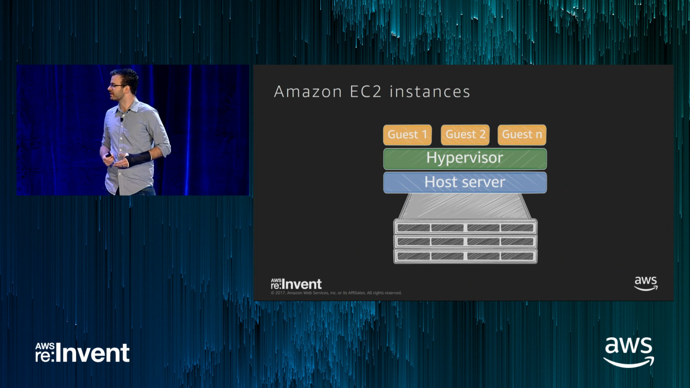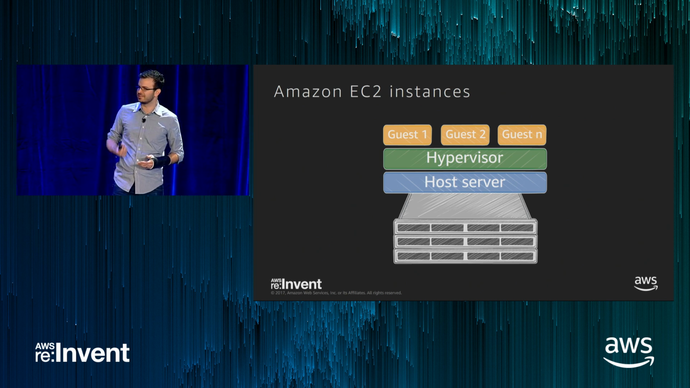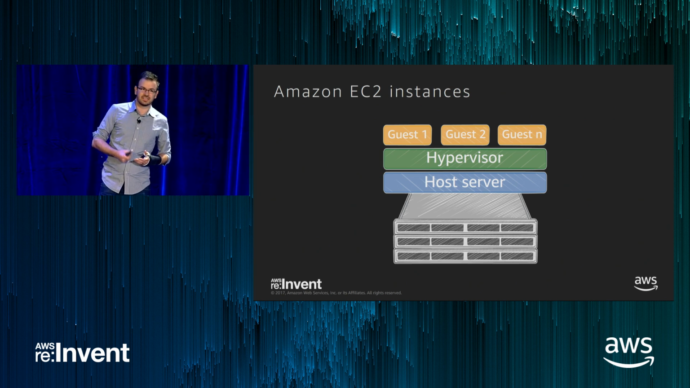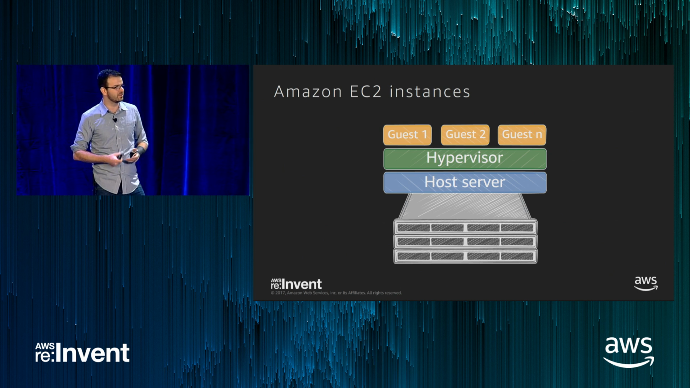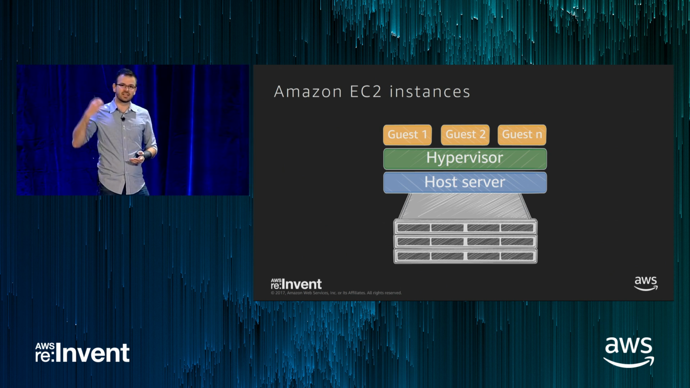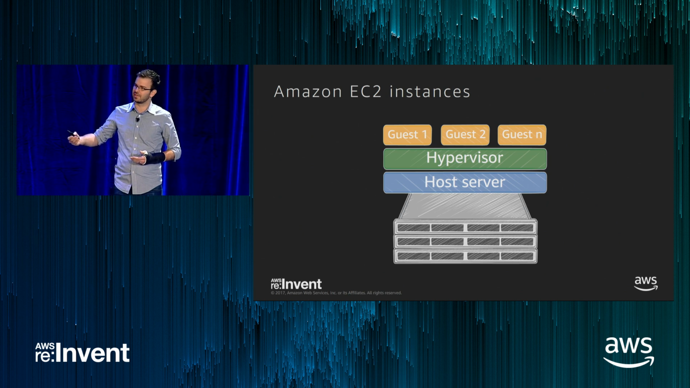So let's dive in, and let's start at the basics. What is an EC2 instance? Well, EC2 instances, at their simplest level, are virtual machines. So they're guests that are sitting on top of a hypervisor that are sitting on top of a piece of physical hardware.